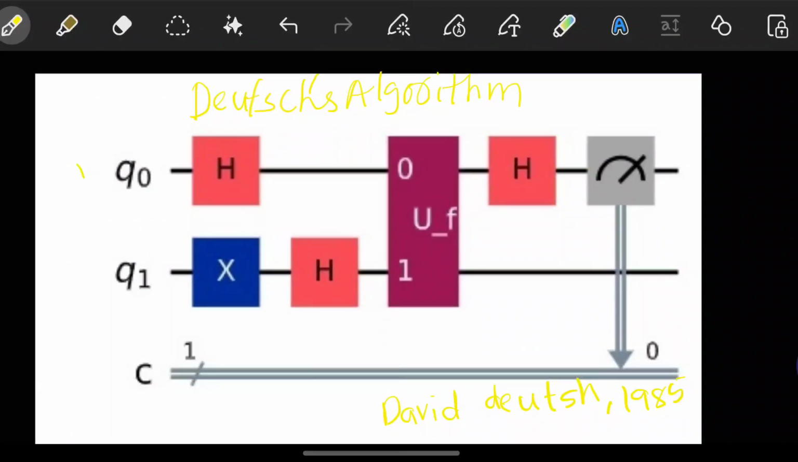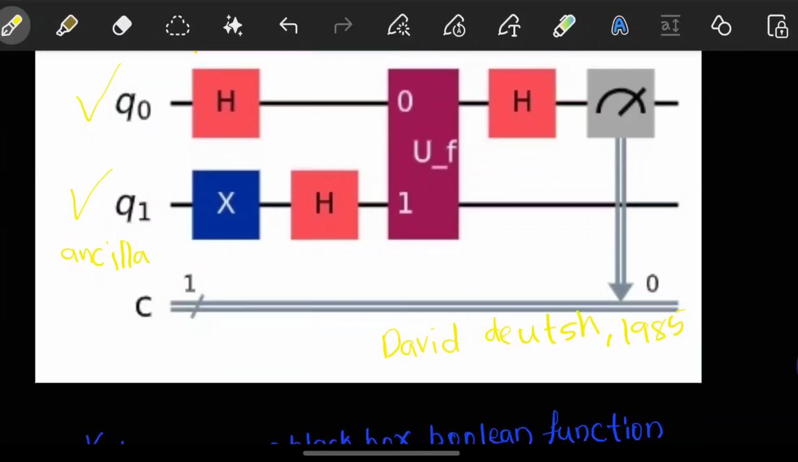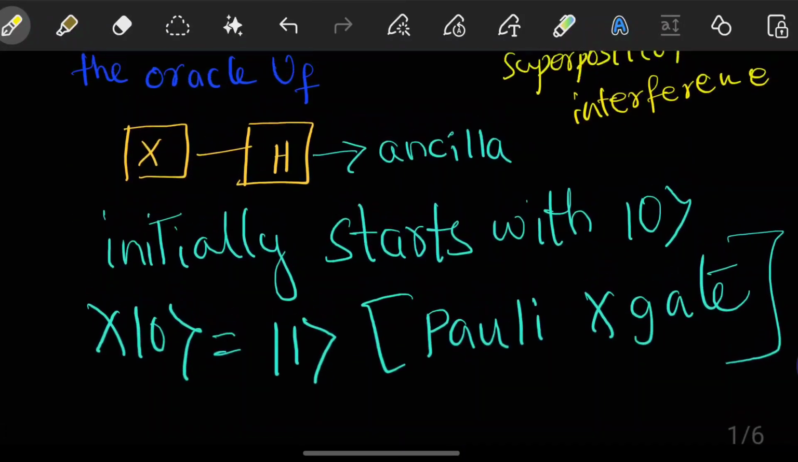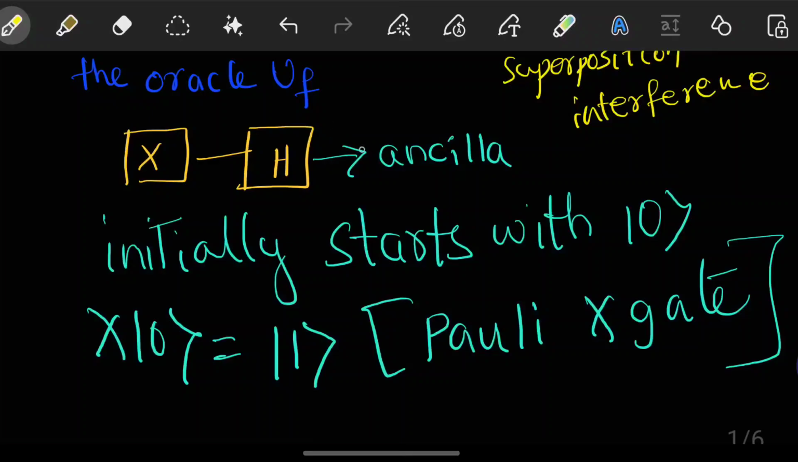This Q0 is the only qubit we are operating. This Q1 we call the ancilla. The ancilla is nothing but a helper qubit for Q0. I have integrated that information in upcoming slides, don't worry. I have drawn that particular circuit here. The bottom qubit we call the ancilla.